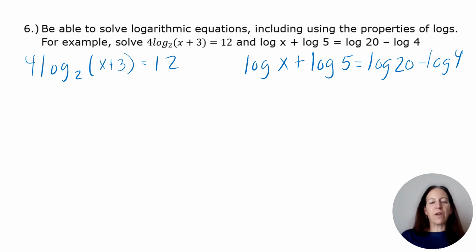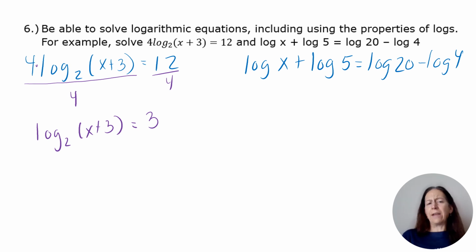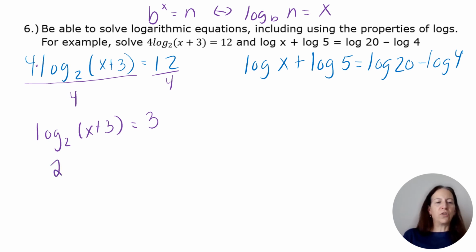So what else you could do, though, is you might recognize that this is multiplication right there between the 4 and the log. And so you can undo multiplication with division. So that would give us log base 2 of x plus 3 is equal to 3. And that looks much, much nicer. So now we're going to use this again. Remember this, we had this up on the other slide, that changing of the form. So that's log base b of n is equal to x, only now we're going to be going in the other direction. So we'll have 2 to the 3rd power equals x plus 3. 2 to the 3rd power is 8. And then to solve for x, we subtract 3 from both sides.